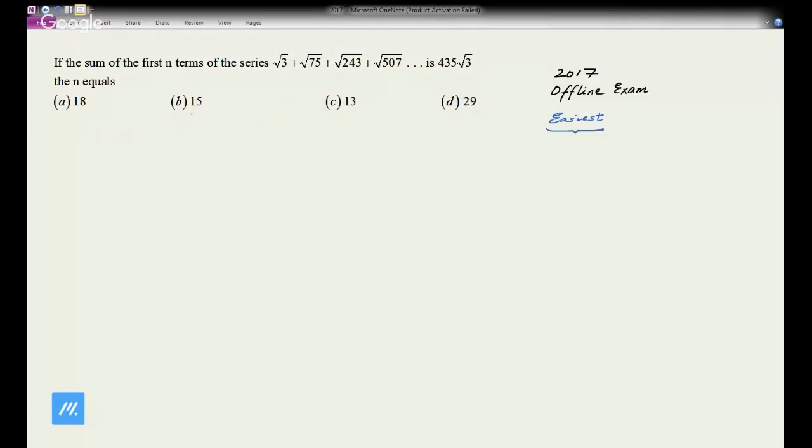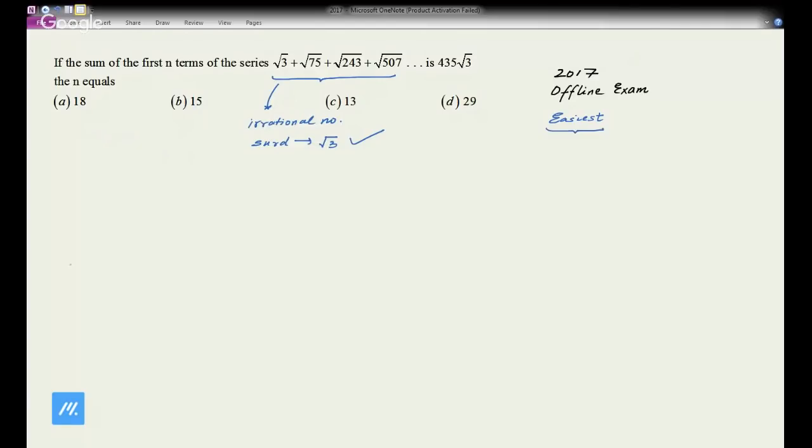So this is root 3 and something. Again, there was a hint. If you see any question where an irrational number or a surd is there, what is the surd here? Root 3. So root 3 will always be there in each term. This is the hint. Root 3 will come in each and every term.